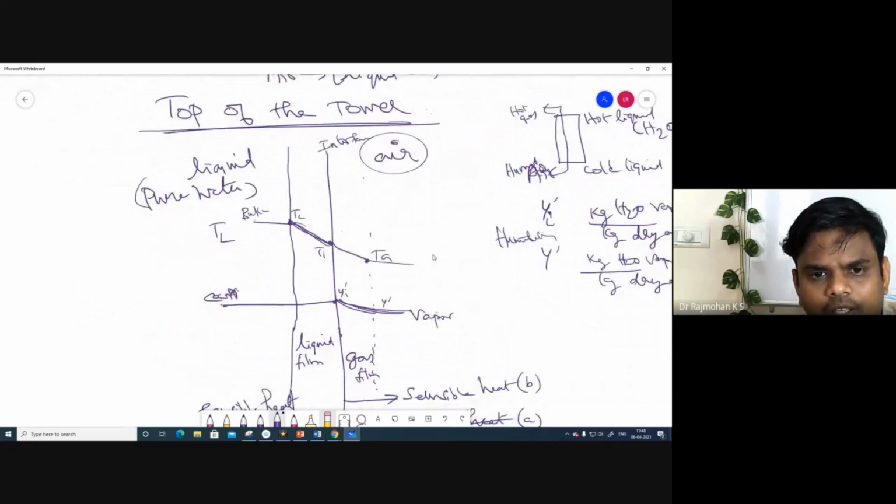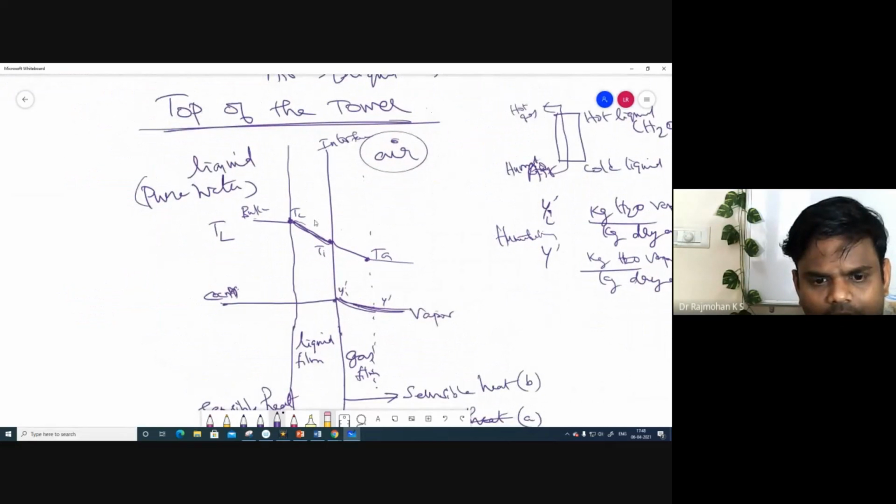At the top of the tower, at the interface from the liquid film and gas film, if you assume, from the pure water to vapor, this is what is happening. But here the temperature profile, you can see it is single sided, right? So it's having a particular direction, right? But whereas at the bottom of the tower, there will be a V-shaped profile. Can you say why? If you have learned the heat transfer course well, you'll be able to predict that at the bottom of the tower, we are going to have a V-shaped profile.